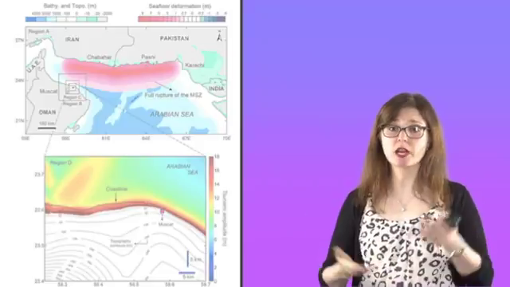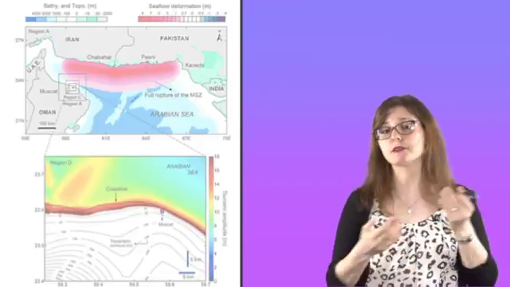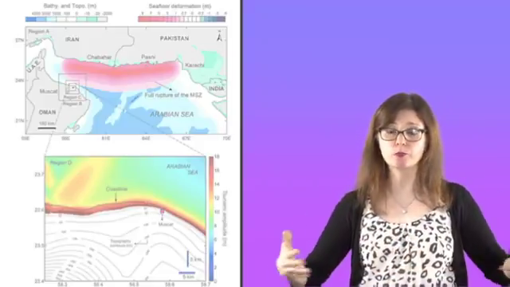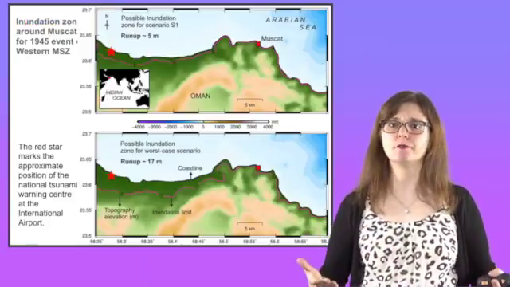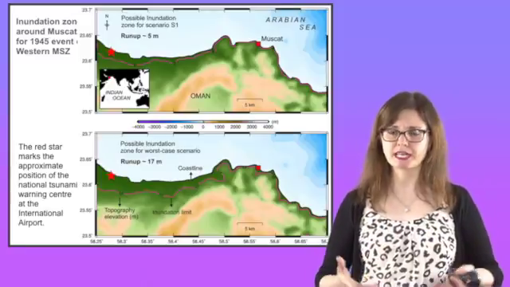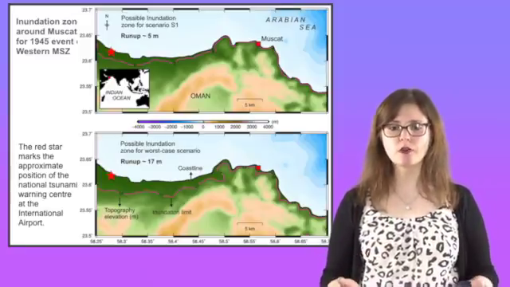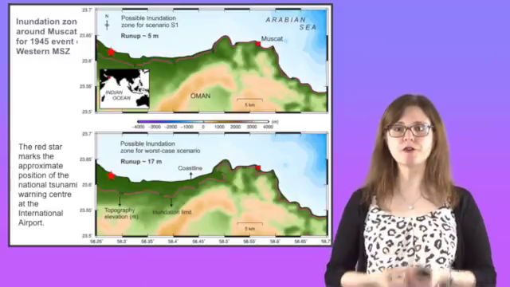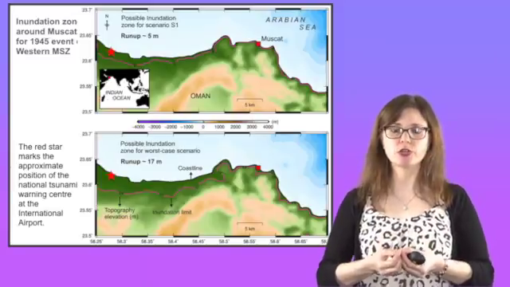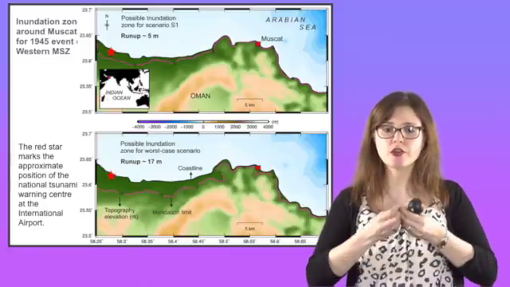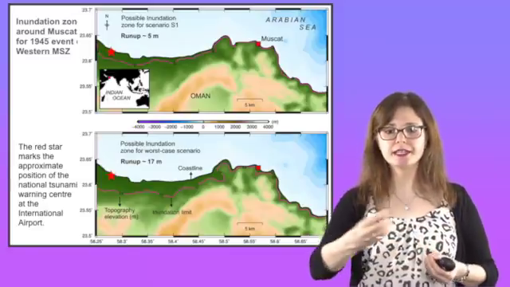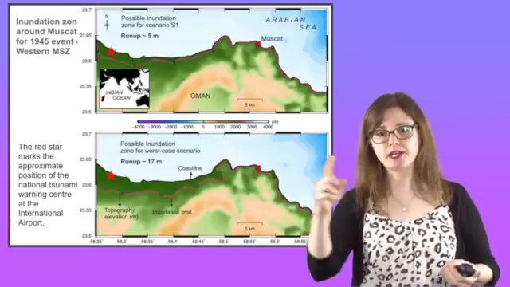But of course, as I explained before, this will be higher in some areas and lower in others, depending on the topography of the coastline. So let's perhaps look at something that we might be able to understand a bit better. This scenario is taking the 1945 event, the same magnitude, but moving it slightly west from where it actually happened. And you can see on this map the inundation zone marked by the red line.